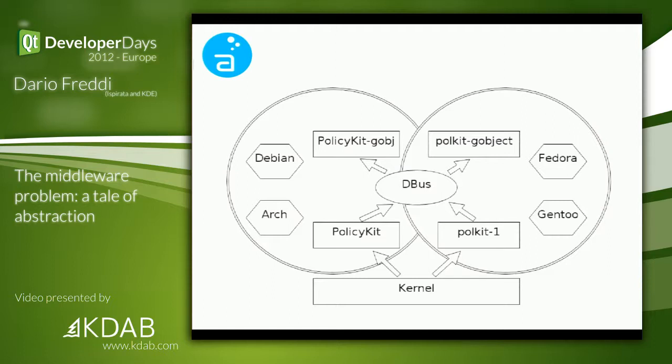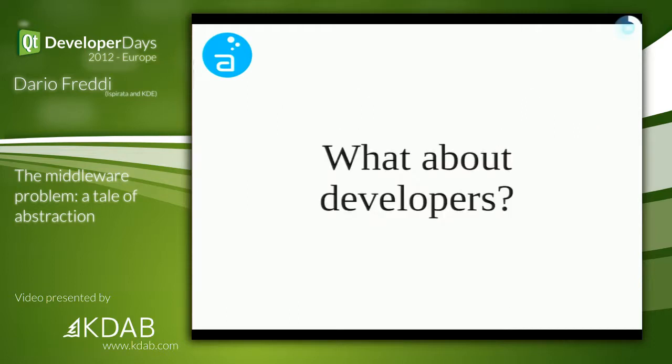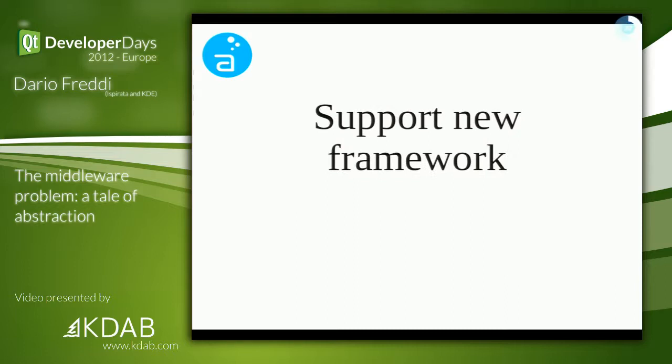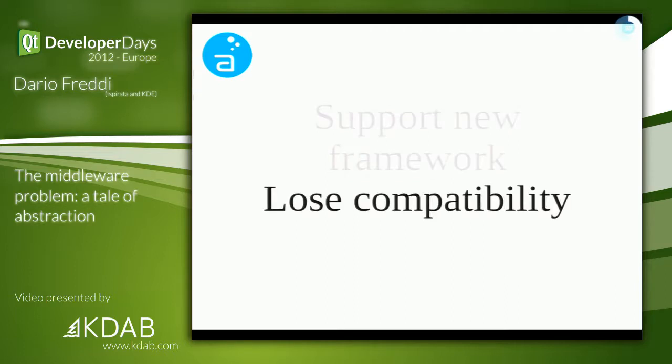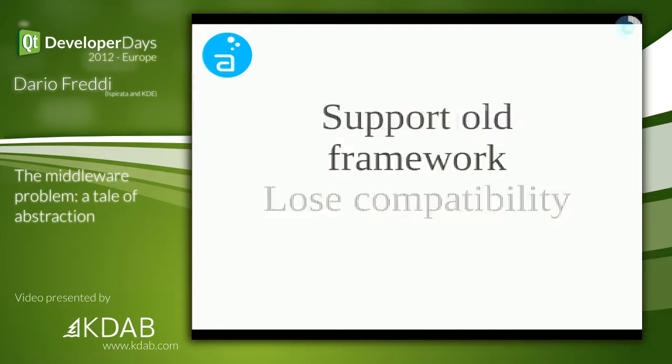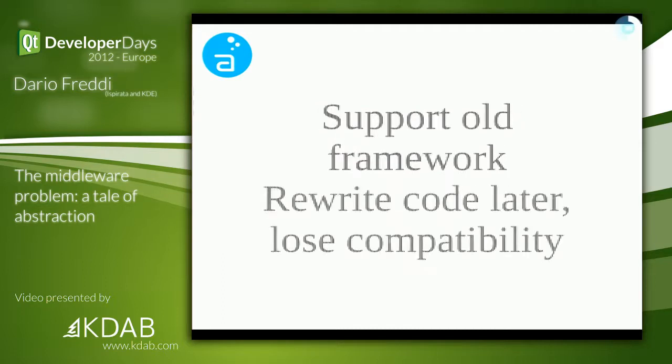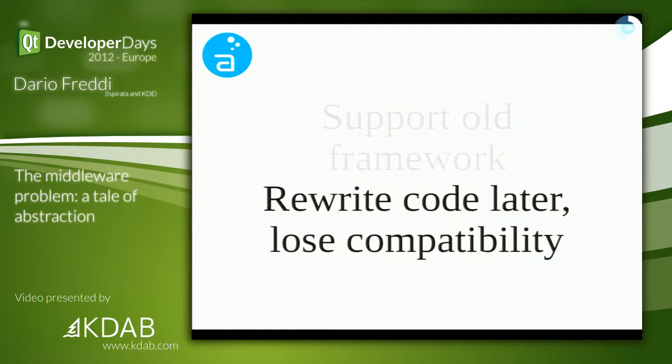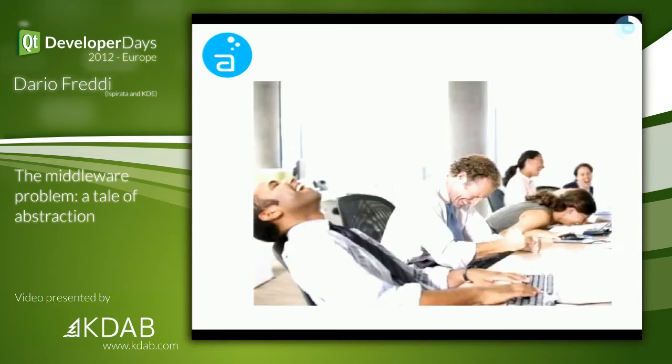And what does it bring us to? What about the developers? Do you want to support a new framework? Lose compatibility. Everything which is actually based on PolicyKit is not going to work anymore. You want to support the old framework? Rewrite code later. And most of all, lose compatibility because some people already caught up. So, I mean, are you using Qt? Take a good laugh. Because there is no way you can actually fit Qt in this problem.